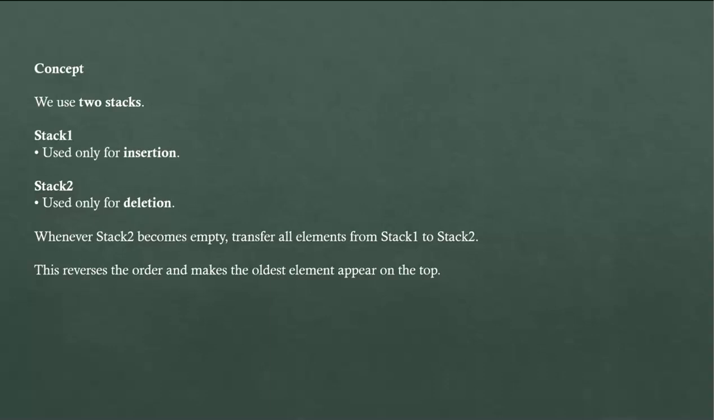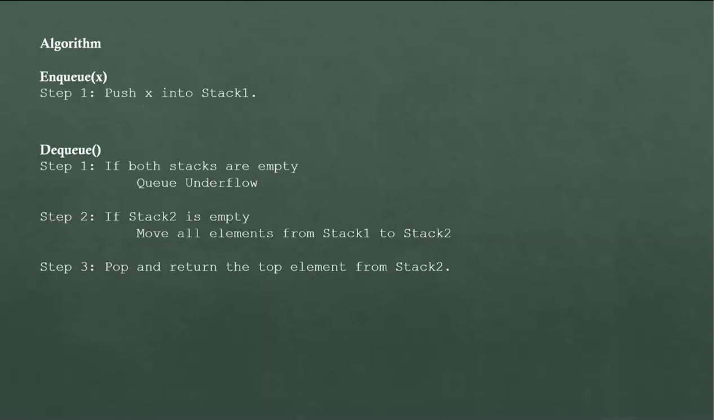The trick is whenever stack 2 is empty and we need to delete or peek, you will dump all the elements from stack 1 into stack 2 because a stack reverses data. Pouring stack 1 into stack 2 completely flips the order, placing the oldest element, the one that arrived first, right at the top of stack 2, ready to be processed. So this is the important rule. Whenever stack 2 becomes empty, transfer all elements from stack 1 to stack 2.